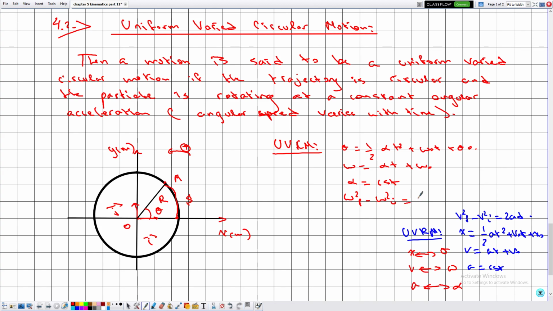So this is equal to, okay, let me discuss this formula later. Let's keep it to another part. So these are the equations. We can write it here. So omega square f minus omega square i is equal to 2 alpha delta theta, which is the displacement. Okay. So we are done with these equations. Let me erase them.